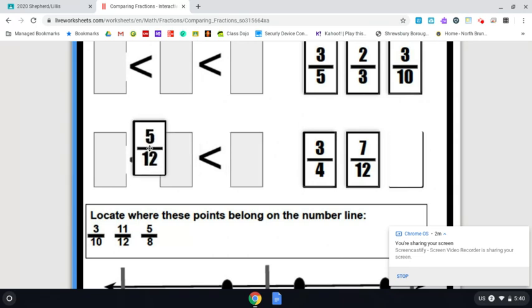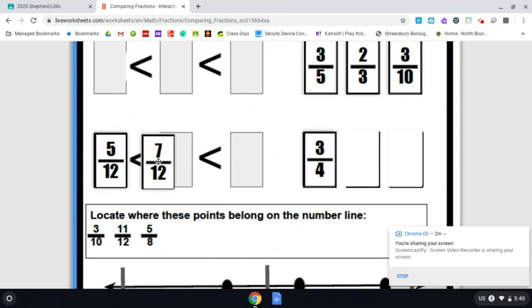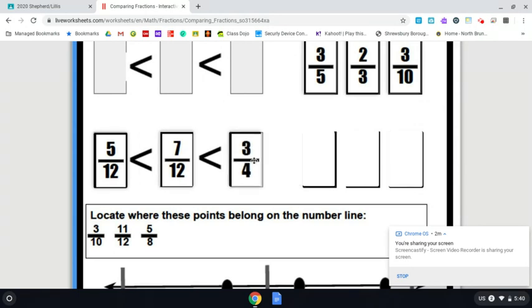And now it's really nice. You can just order it. Just look at the numerators. Remember this was 9. So we have 5, 7, and then 9. Okay, so it's so much easier when you have the same denominator.